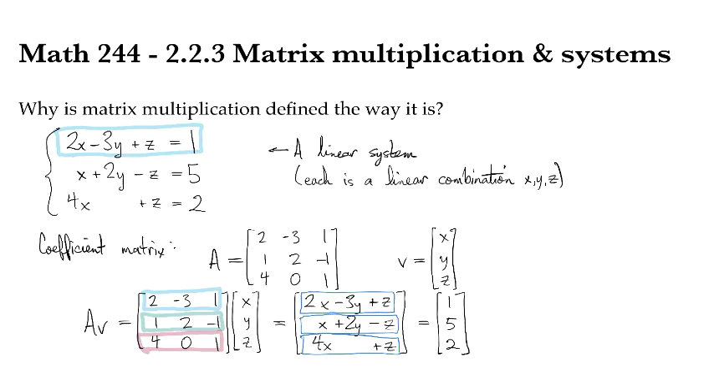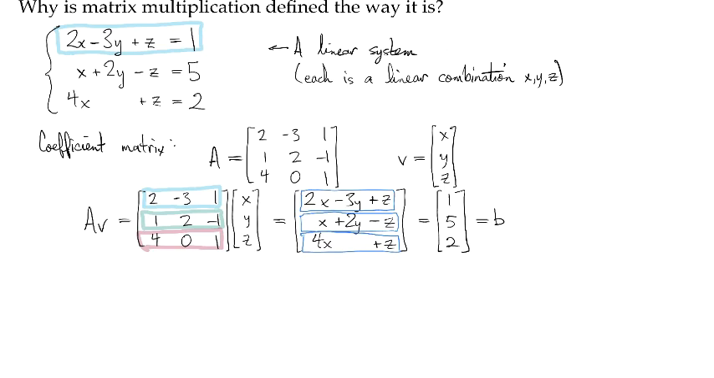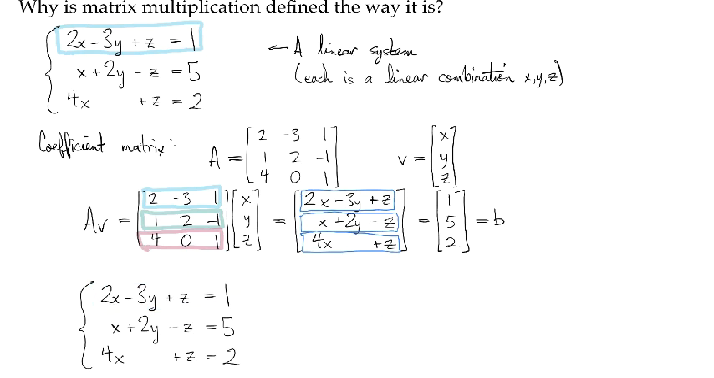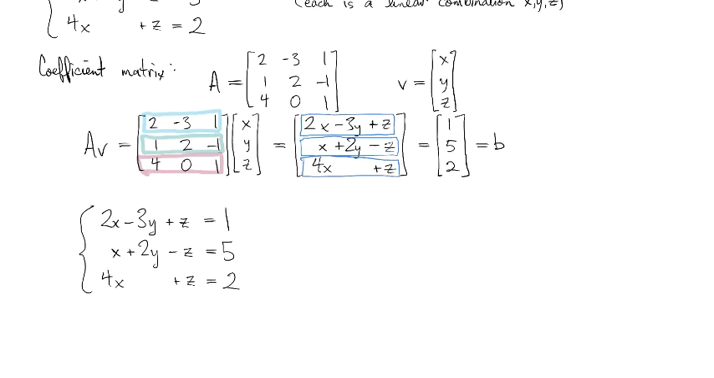So the long and the short of it then is that if I take this vector 1, 5, 2 and give it some name like b, then that means that we have converted that original system. So let me just make a duplicate of it down here. So this is equivalent to A times v equals b for A, v, and b defined as above.